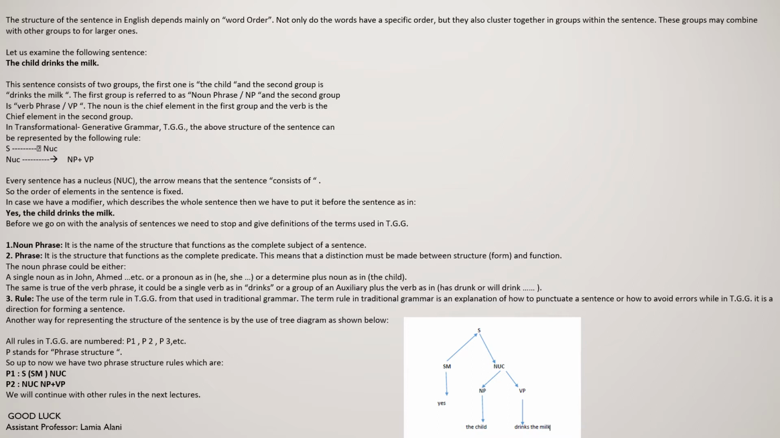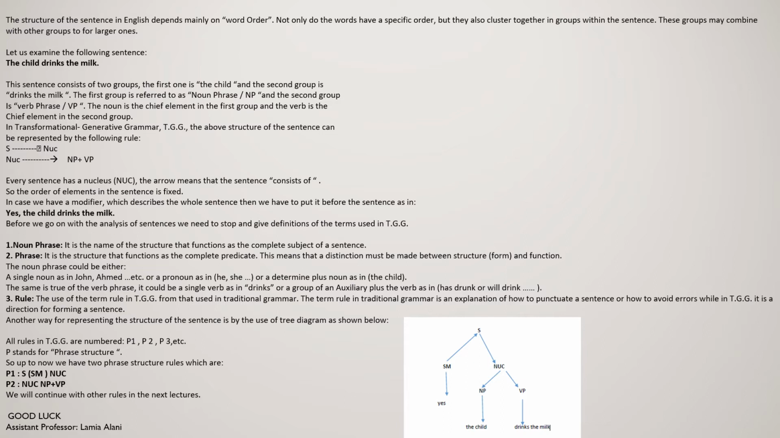So every sentence, according to TGG, has a nucleus. The arrow, of course: you have to know the meaning of every abbreviation and every rule, and even the meaning of the arrow, because they are all meaningful in TGG. The arrow means that the sentence consists of. So I have just mentioned that the sentence can be rewritten as a nucleus, and that nucleus consists of, or can be written as, noun phrase plus verb phrase. The order of the elements in the sentence is fixed, to go back to our point that it depends on word order. I have to have the child first and then drinks the milk after, which means this is a fixed order, noun phrase plus verb phrase, not the opposite.